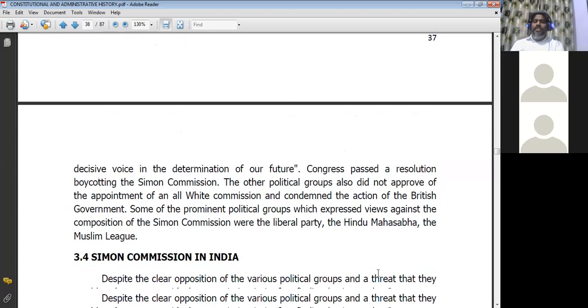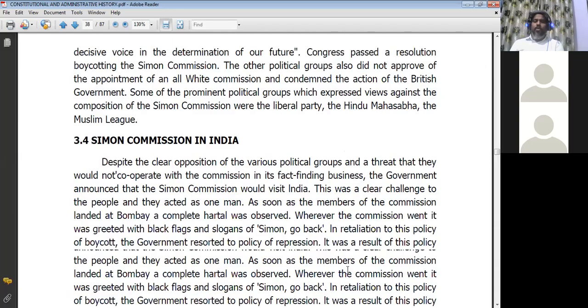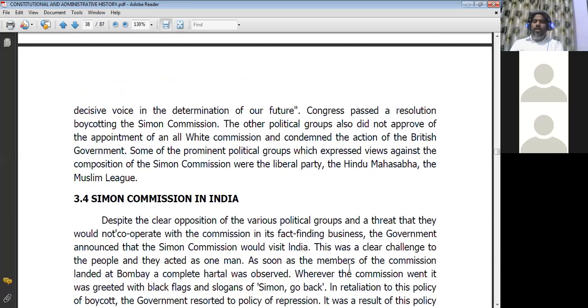Okay, so all the parties were going to boycott the commission whenever it toured the territories of India. Okay, so we'll see what happened when the commission toured India.